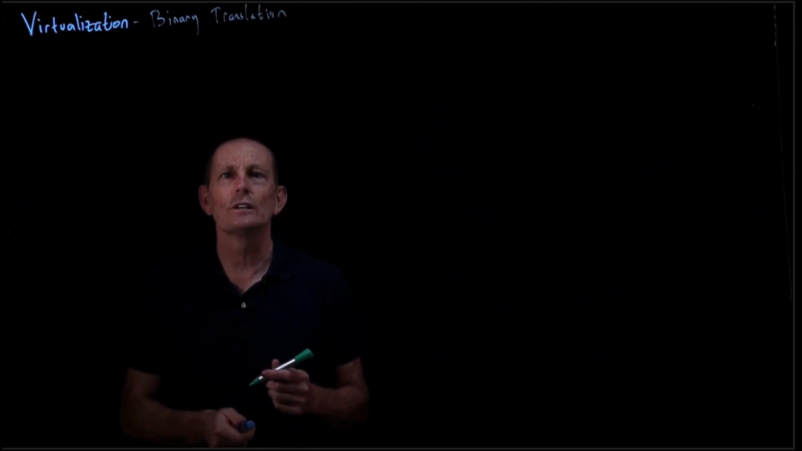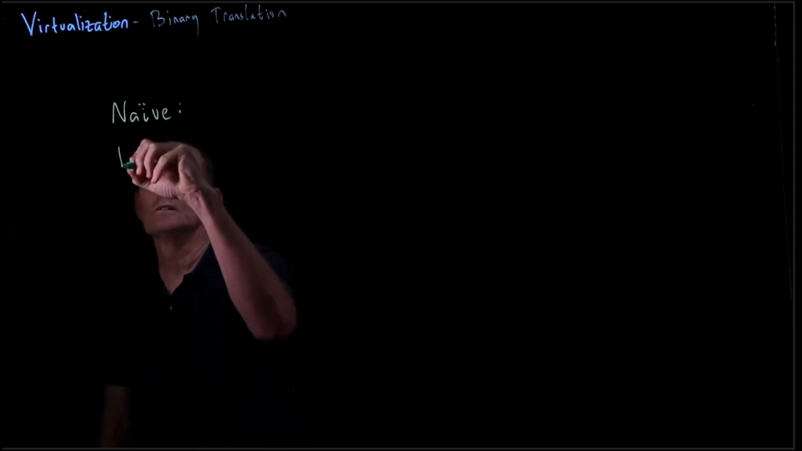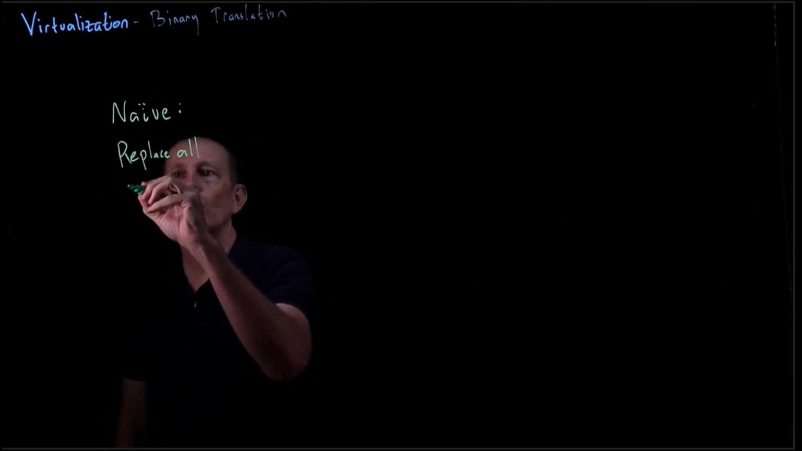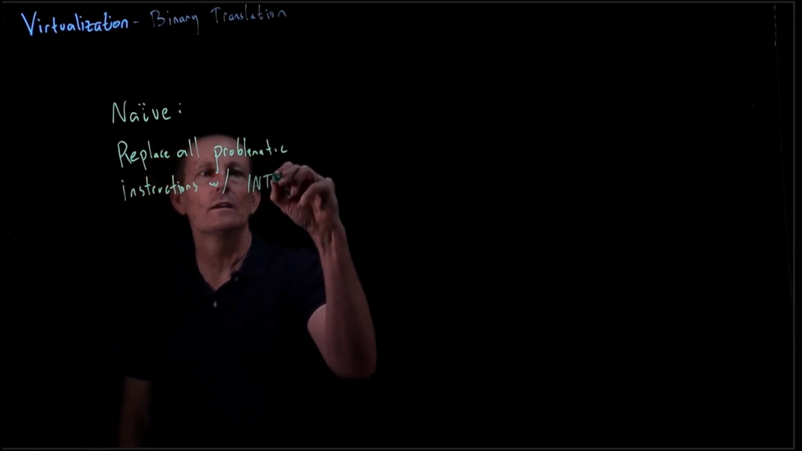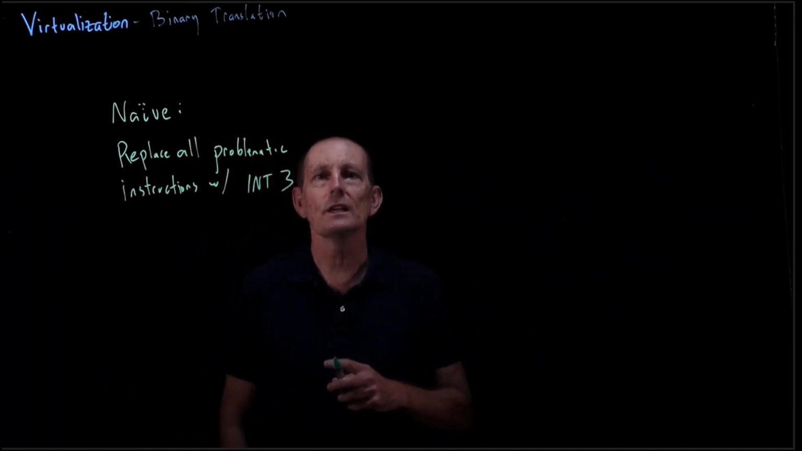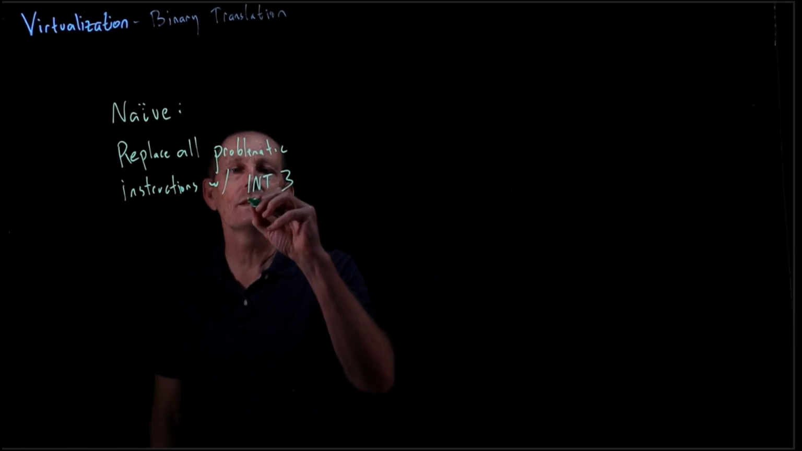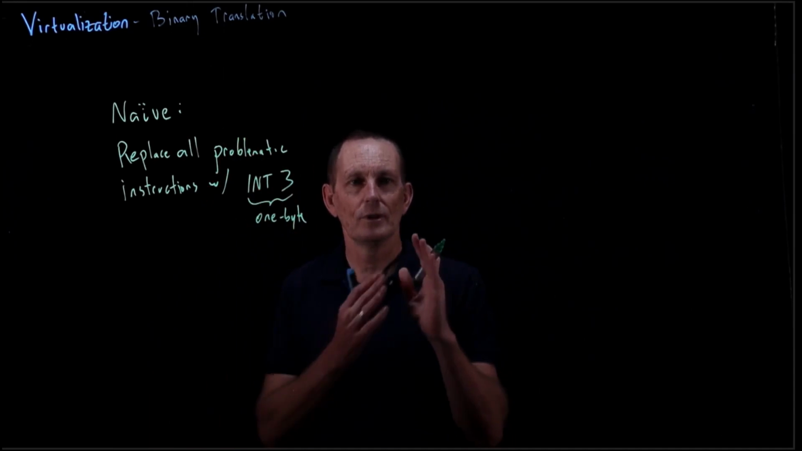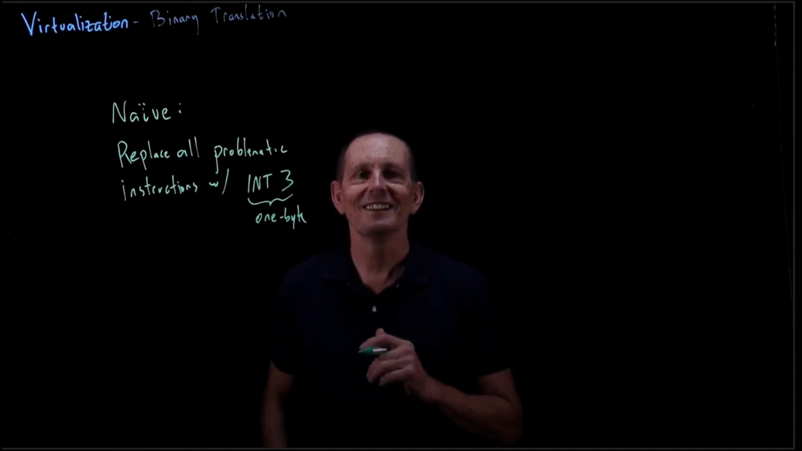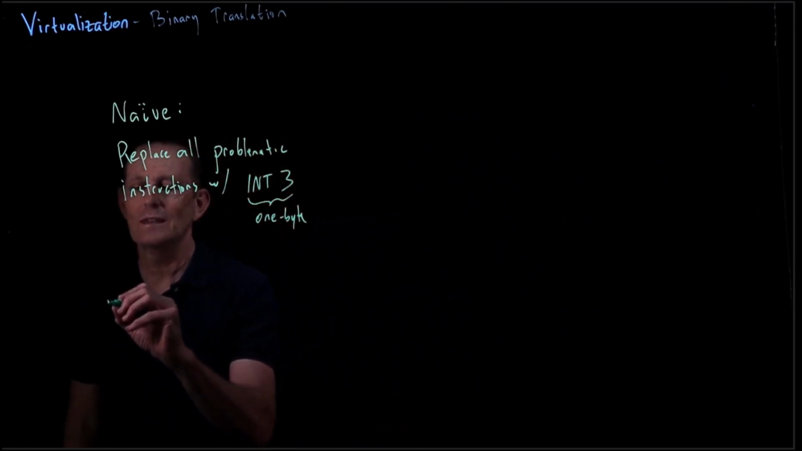So a naive translation could, for instance, replace all instructions, let's say all problematic instructions, with an int3, right? int3 causes a trap, and that's good. This is only 1 byte, so it'll fit anywhere without overflowing the existing size of an instruction. The big problem is when to do this.